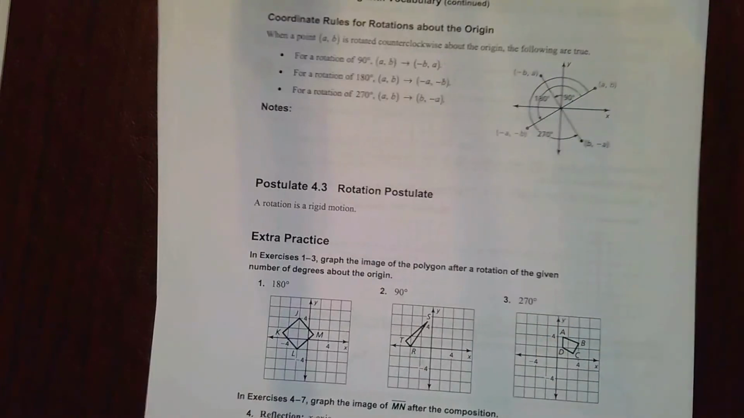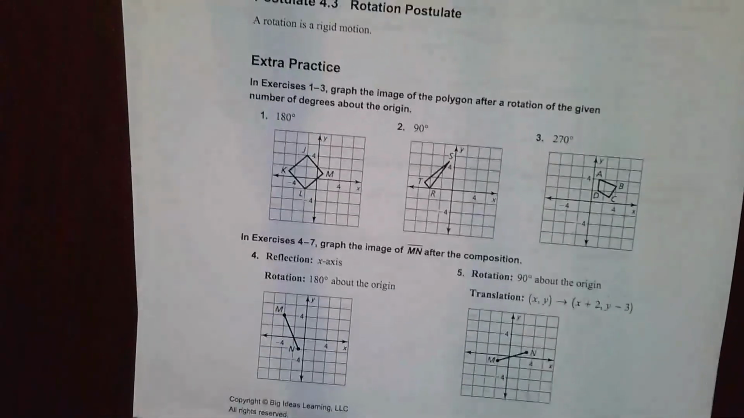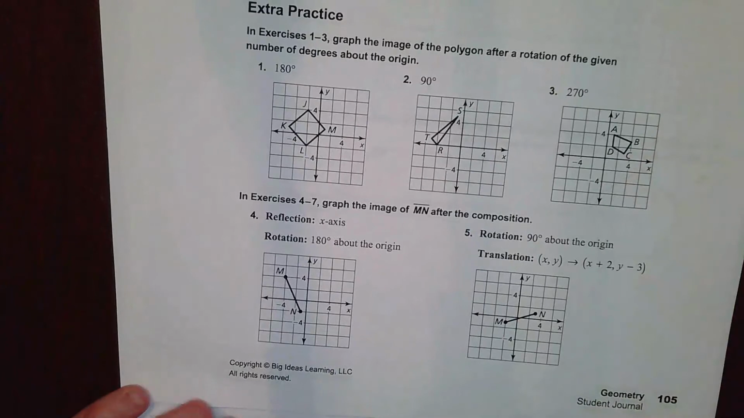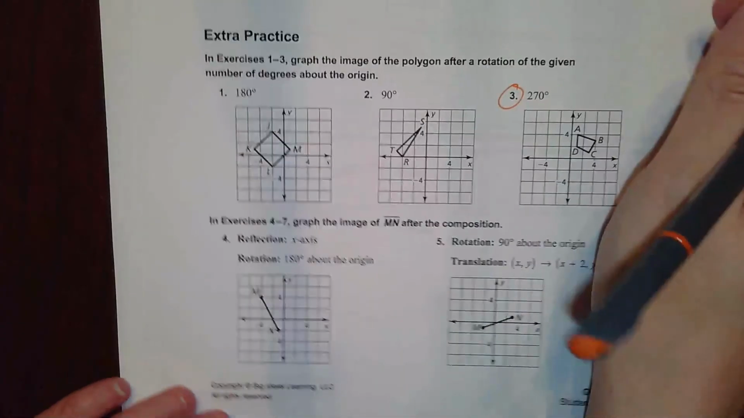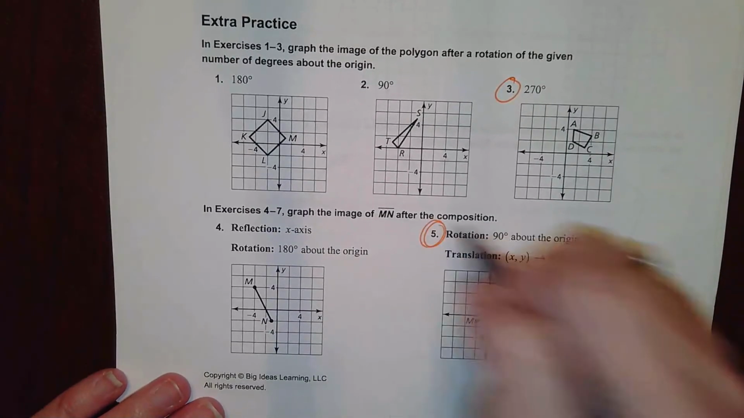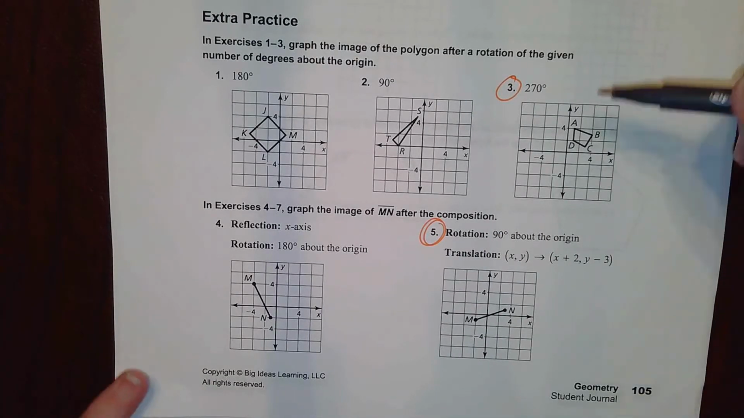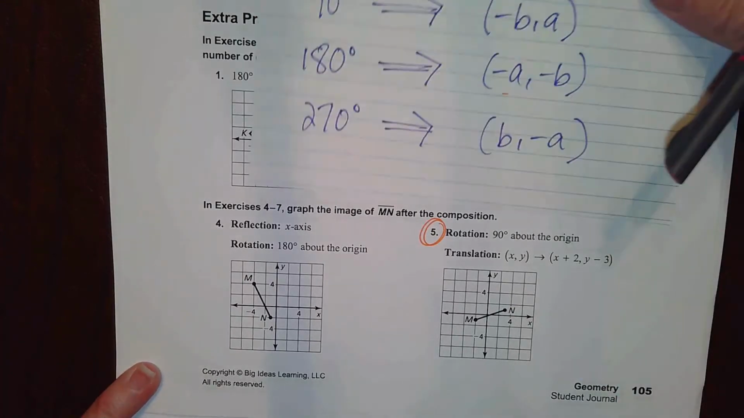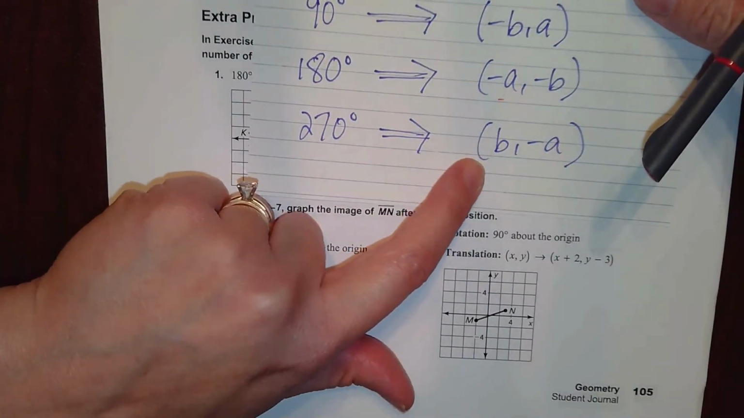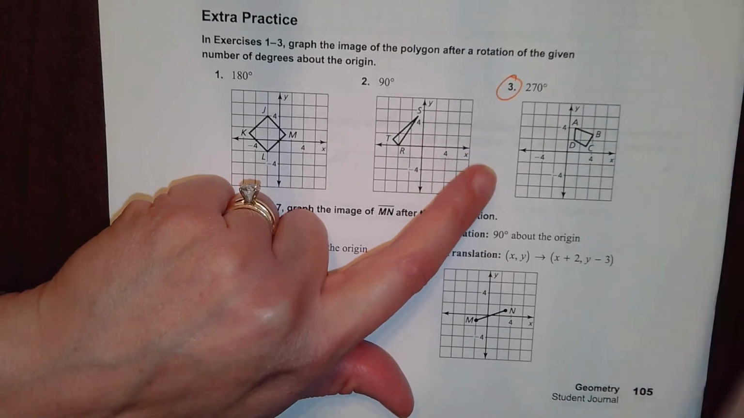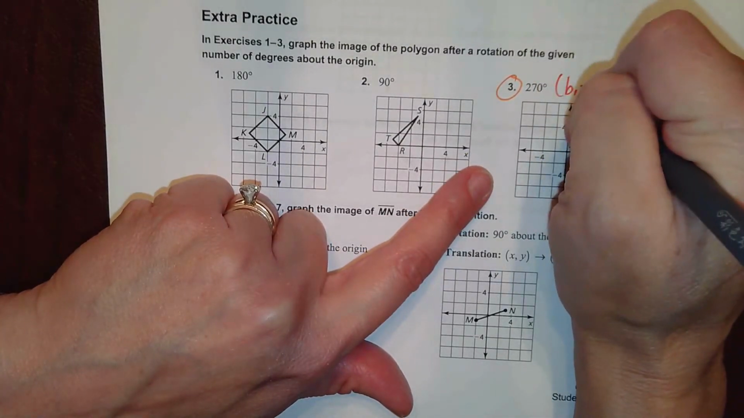All right, I'm going to do a few problems with you, and then I'm going to have you guys use the rest as practice. So I thought it would be good to do the 270, and I thought I would do a combo. So we're going to do a composition of one. The first thing I'm going to do is identify which rule I'm using. I'm going to go to my little cheat sheet here, and I'm going to say, okay, 270 is B, comma, -A. I'm going to write that down.